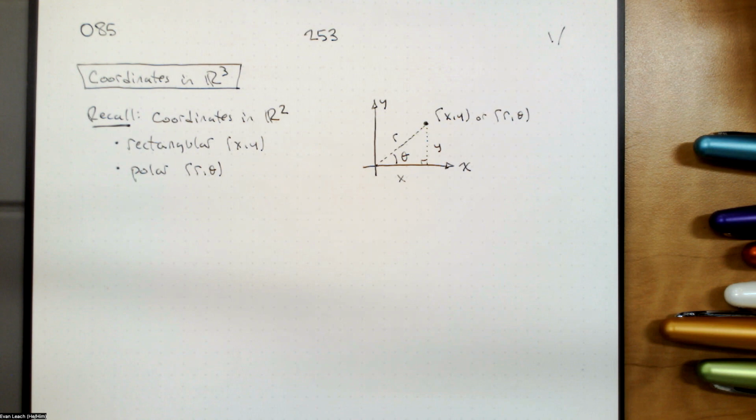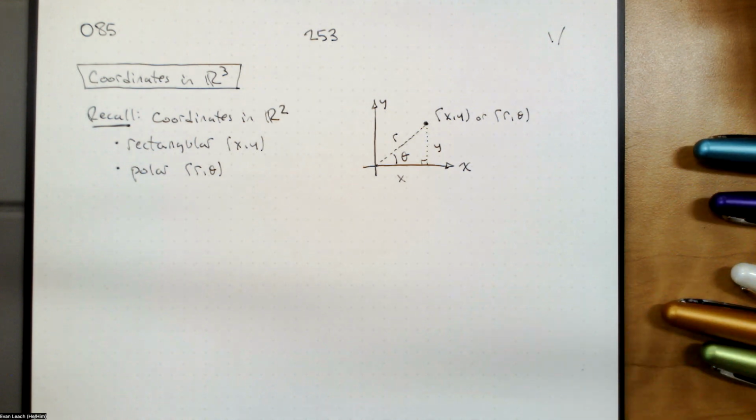Today, we're going to continue our journey of multiple integrals by thinking about coordinates in R3. We're going to start by reminding ourselves about how coordinates work in R2. If you recall, we had two different types of coordinates in R2: rectangular coordinates and polar coordinates. Rectangular coordinates just had two distances. We had a length and a length.